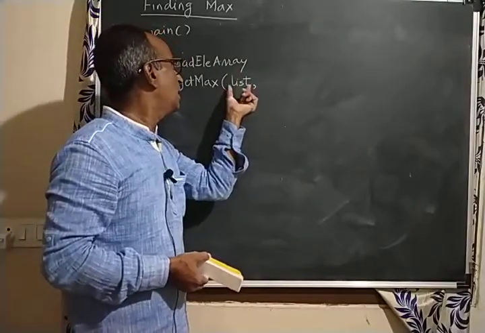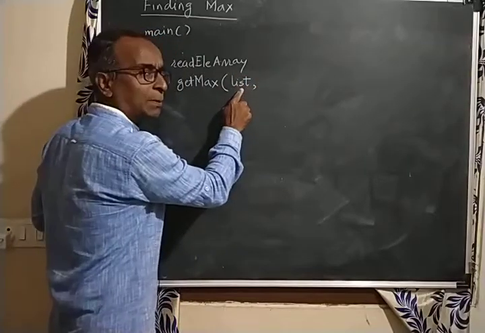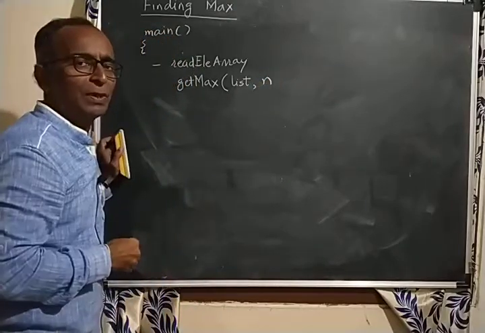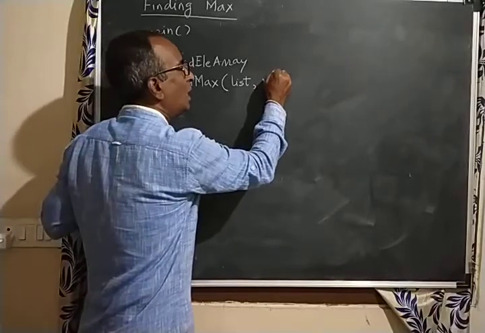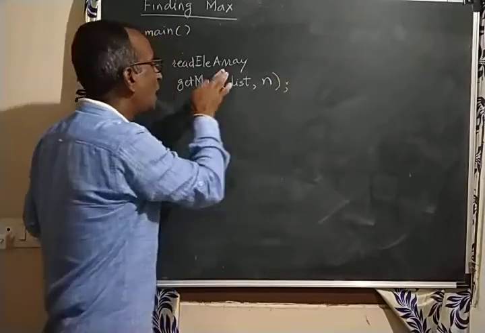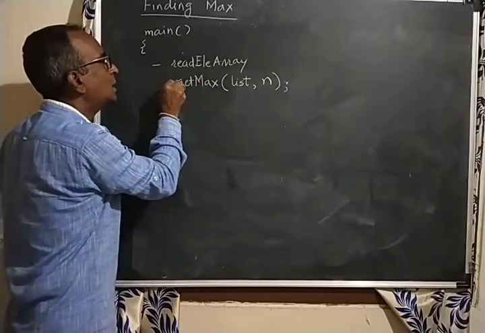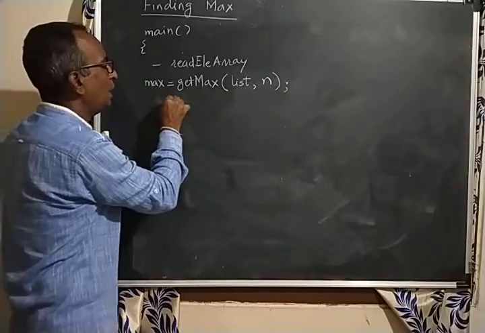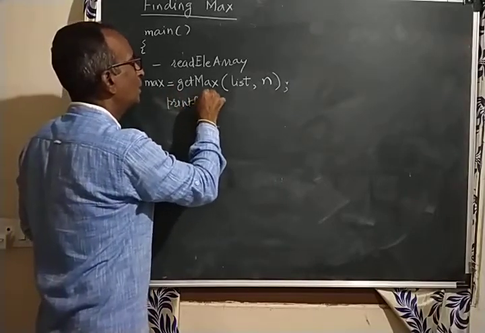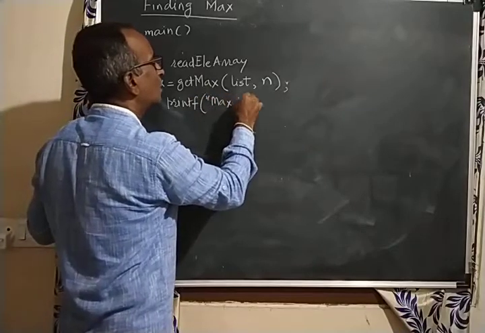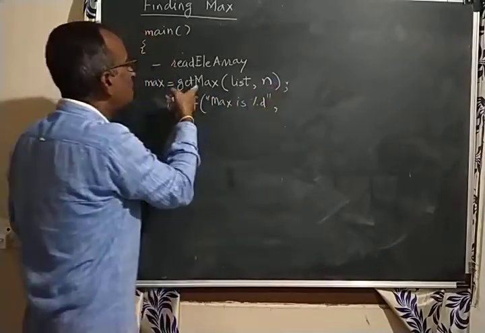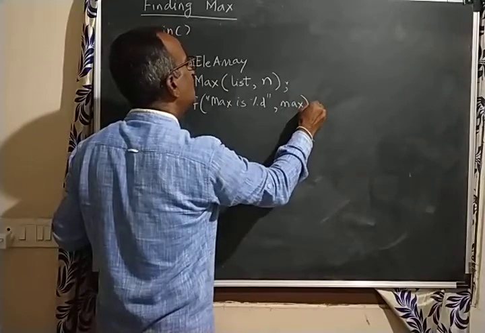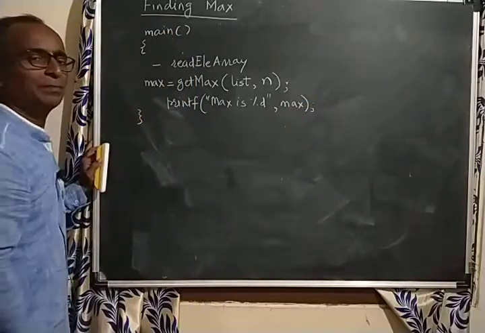But as we are finding the maximum, the list is passed, then the number of elements that we have read will be passed, and I want this to return the maximum value in max, and I want to printf "max is %d". This function is giving me the maximum value, and that max you are printing. This will be in main, right?